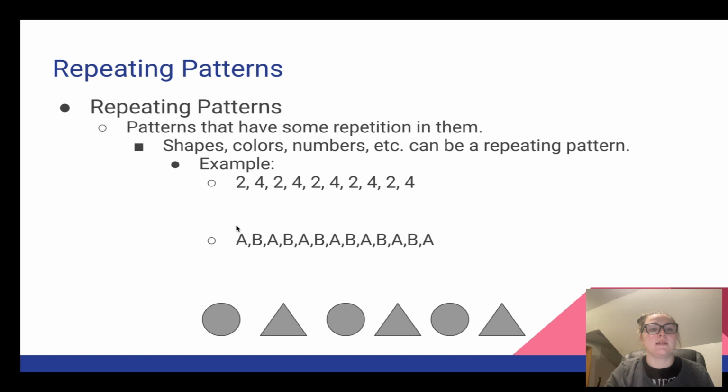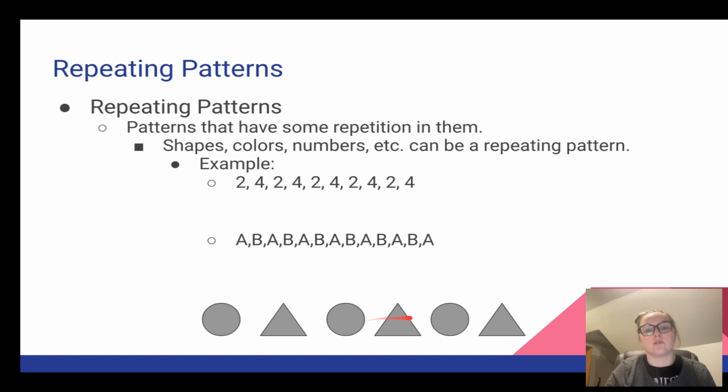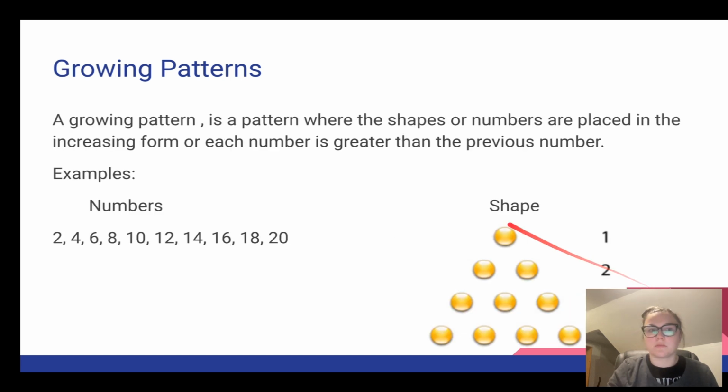So, repeating patterns. Repeating patterns have some repetition in them. Shapes, colors, numbers, etc. can be a repeating pattern. Example: 2, 4, 2, 4, 2, 4. This is a repetitive pattern in numbers. For letters, you have A, B, A, B, A, B, A, B, etc. And then for the shapes down here, you have the circle, triangle, circle, triangle, circle, triangle.